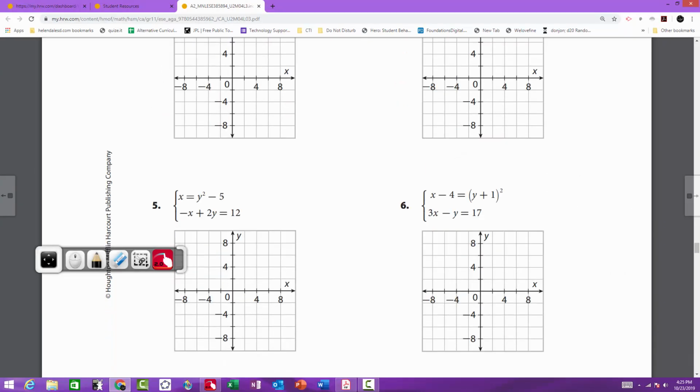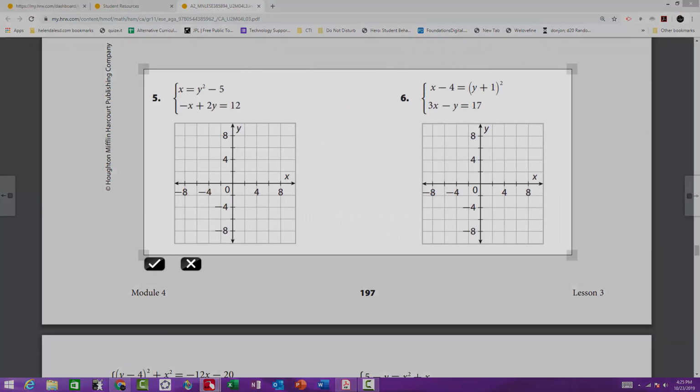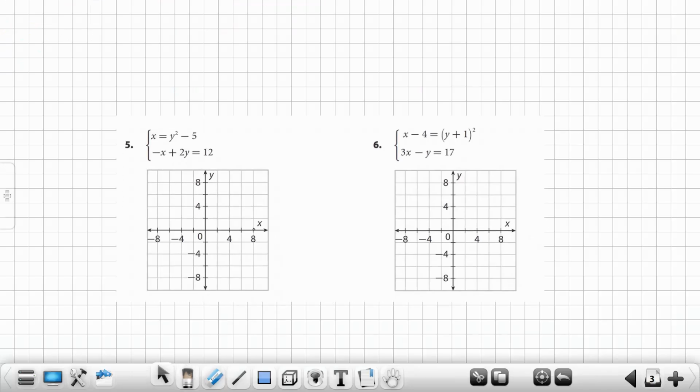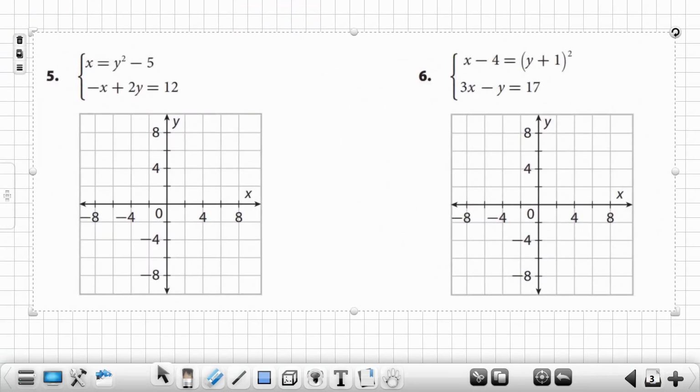5, 6, 5, 6, 7, 8. No, we're doing these two. They're still being really nice to us. We have to be careful here.